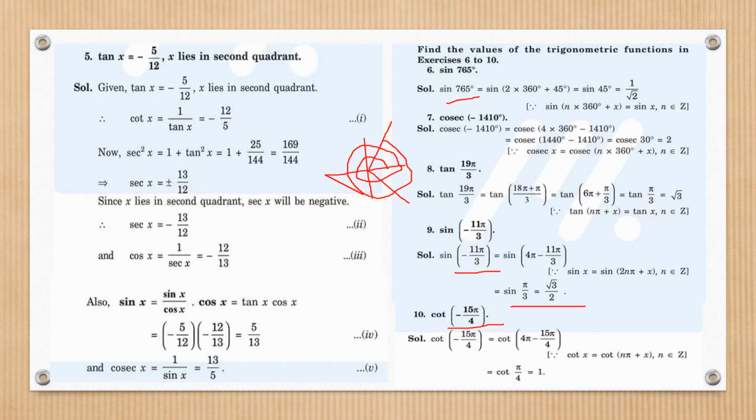Cot minus 15 pi by 4 is, either you can write as minus cot 15 pi by 4, then you can break 15 pi by 4, or you can just change it to cot of 4 pi minus 15 pi by 4, so that is pi by 4 itself, and the answer is 1.